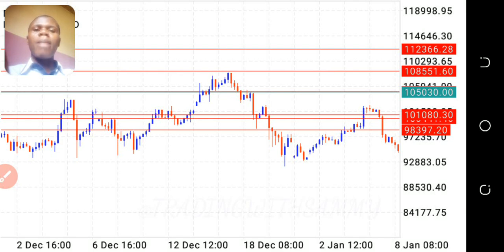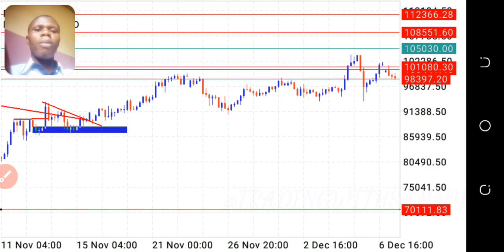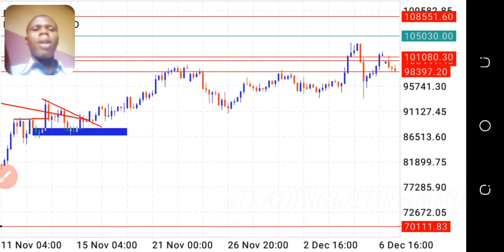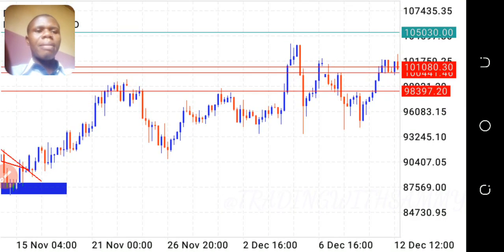They are the market players that pull the market. So if they are buying with a huge sum of money and you want to be trading against the trend, you will end up not making profit, okay. So the best thing you want to do is stick with the trend.